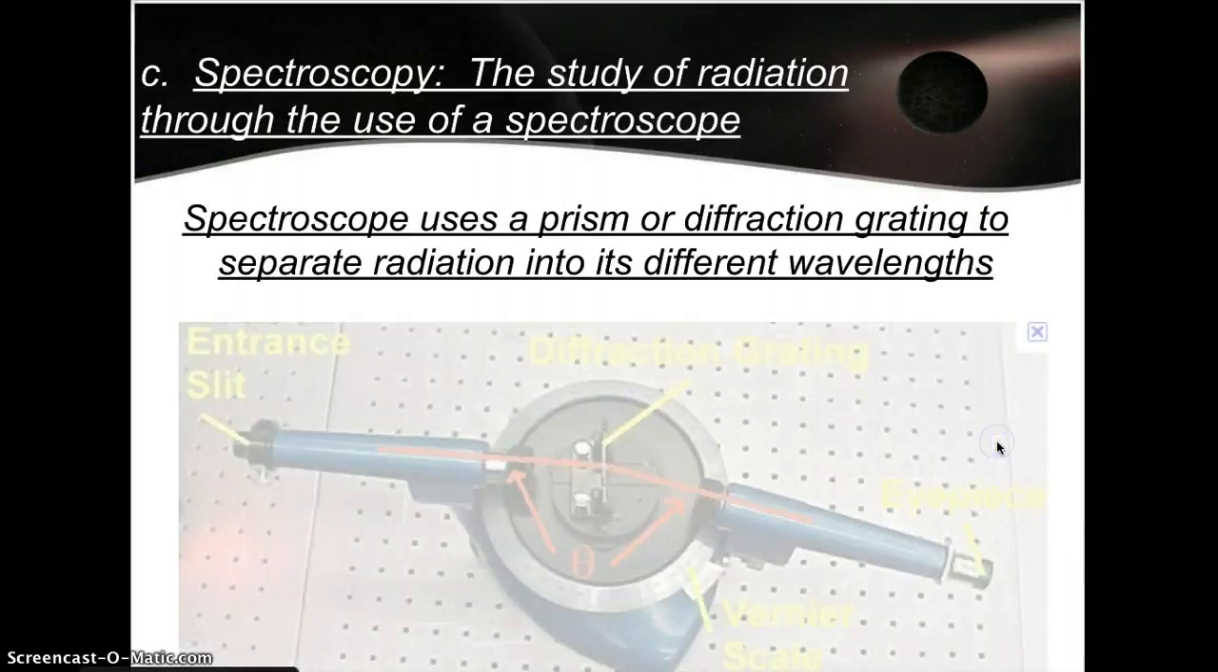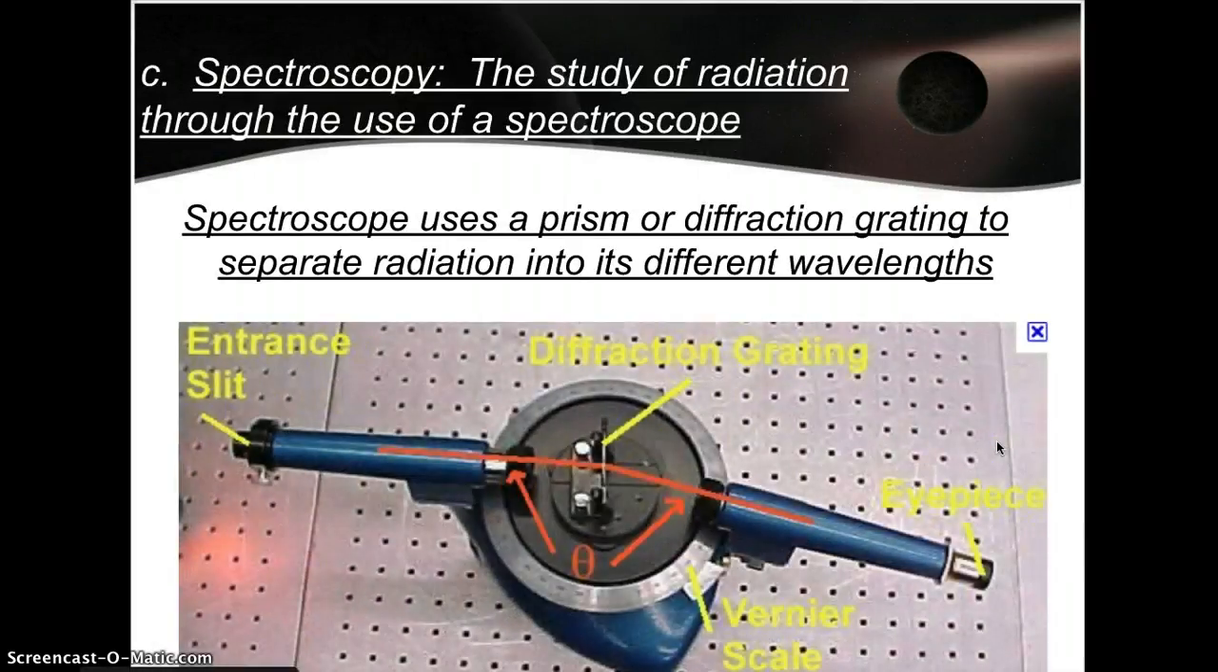So now we're going to take a look at spectroscopy. And spectroscopy, like I said, is basically a fancy word for studying radiation or studying light and using what's called a spectroscope. So a spectroscope uses a prism or what's called a diffraction grating to separate radiation into its different wavelengths. So when we see white light, we're actually seeing all of the colors mixed together. Oftentimes we tend to think that all the colors mixed together would give us black, but in terms of light, when we see white light, really what we're seeing is all of the colors of the visible spectrum combined.